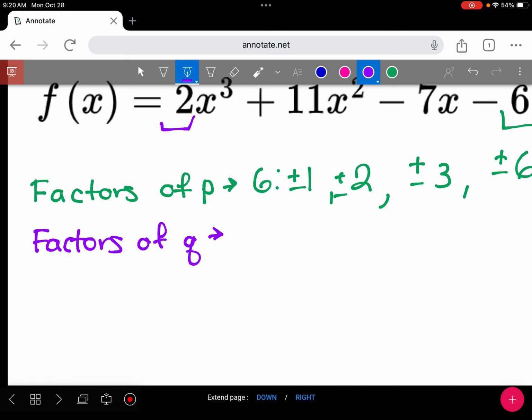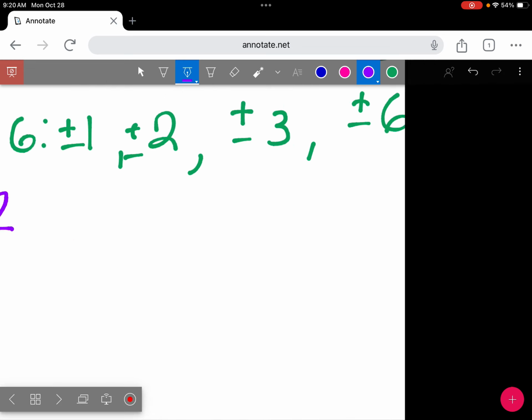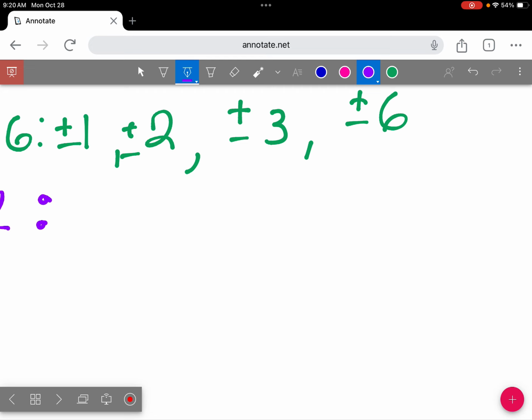Then we're going to do the same thing with factors of Q. Our Q in this case is 2, our leading coefficient. What are our factors of 2? 1 and 2. So to find our list of all possible roots, we are going to make fractions of all of those options.